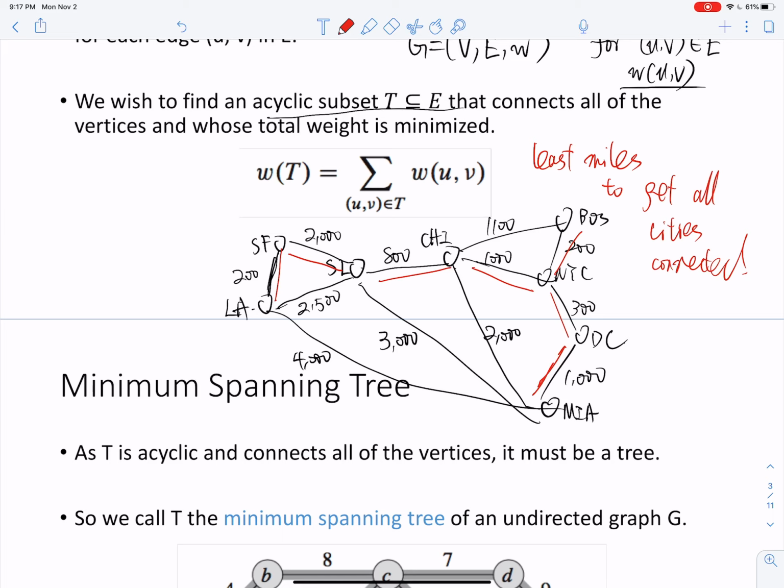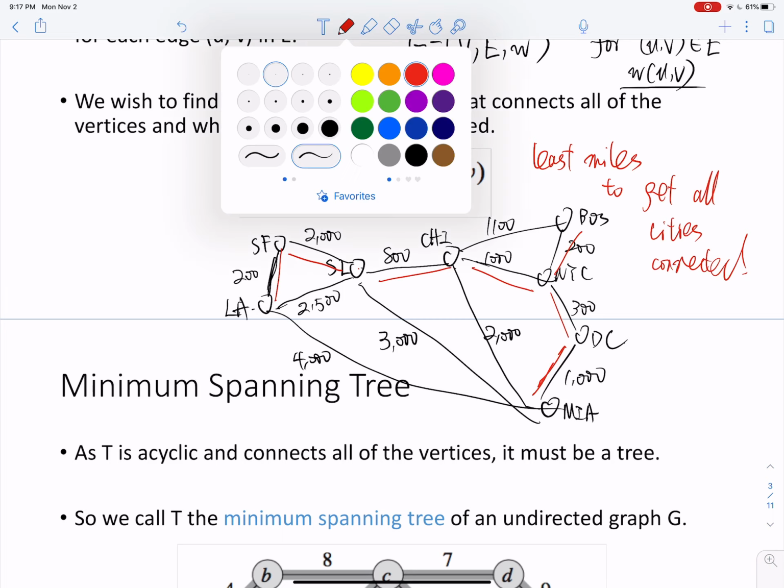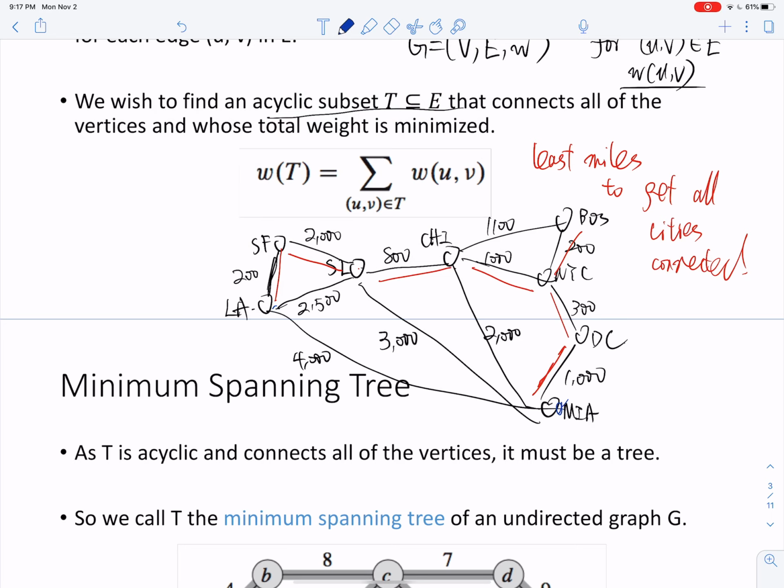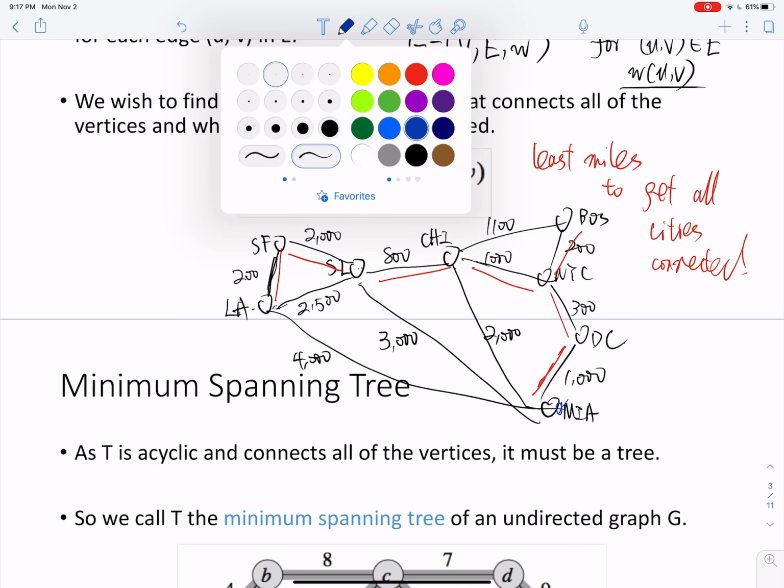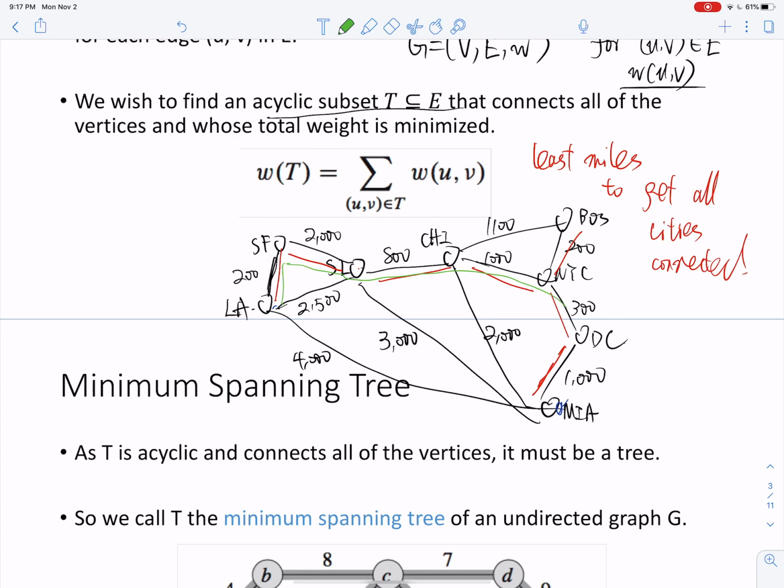So we have to build the road from LA to San Francisco, and then to St. Louis, to Chicago, and then build the road from Chicago to New York, to Boston, and then to DC to Miami. So the red colors denote the roads that we definitely have to build, and this is the best route for us to build because it includes the least miles of road while trying to get all the cities connected. So for example, if we want to go from LA to Miami, we can follow this route. We will be able to connect these two cities. If we want to go from San Francisco to Boston, we need to go this route.